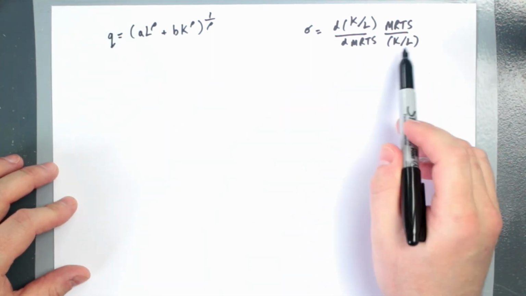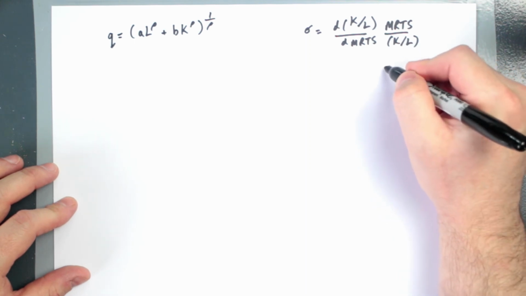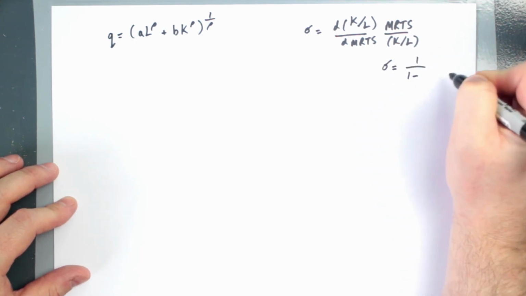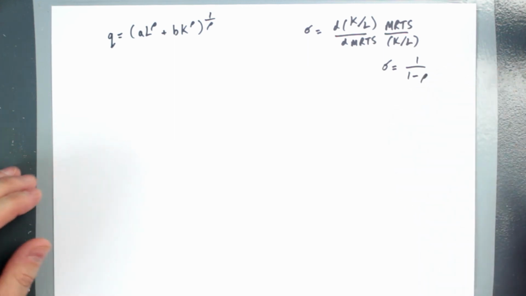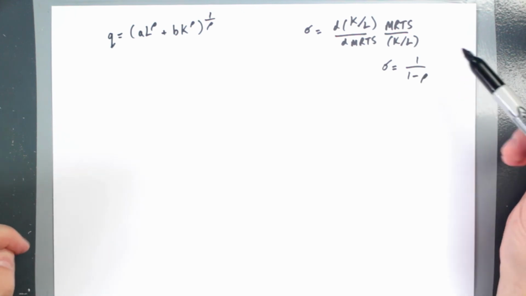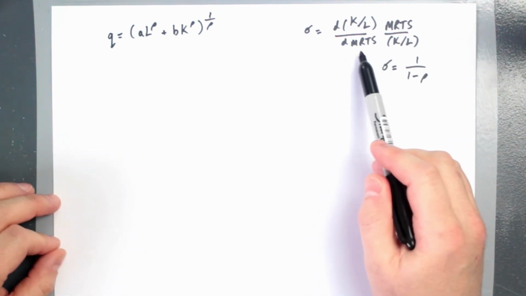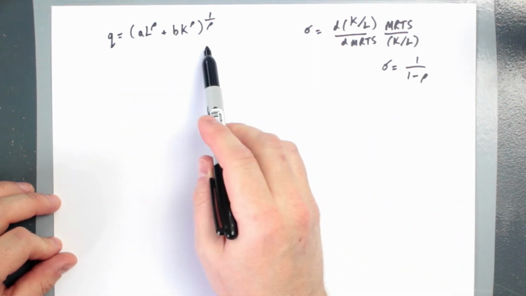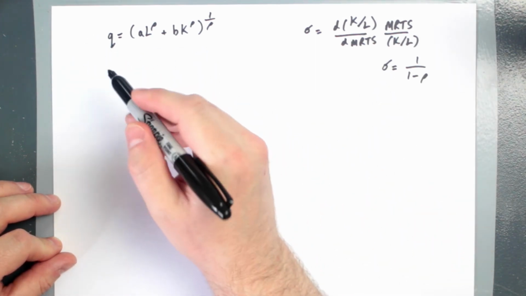To show that, we want to show in this case that sigma is equal to 1 over 1 minus rho, which is just a constant number. So the exercise was to prove this. We need to first get an expression for the marginal rate of technical substitution for this particular production function.